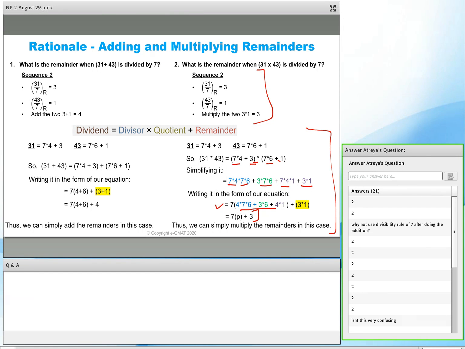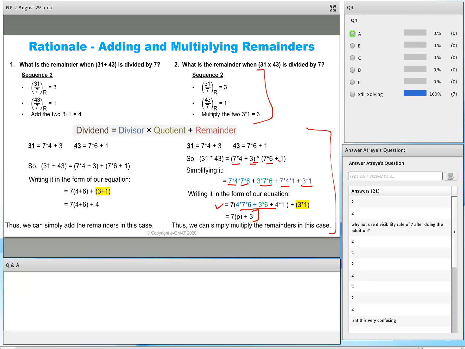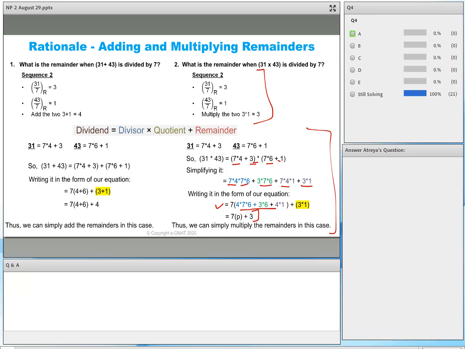So with that, I'll give you question number 4. Just allow me a moment over here, please. Okay, so I have the poll for question number 4. I have reopened the poll. Please select still solving. I will move on to question number 4, and this gets very interesting now.